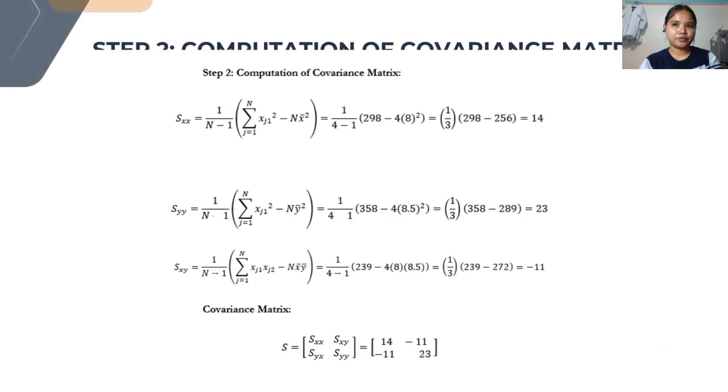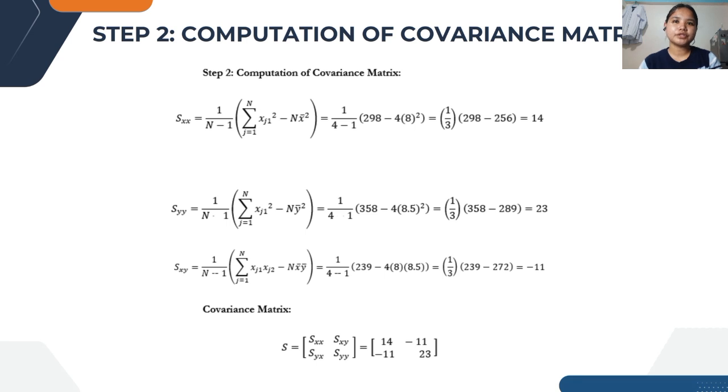Now moving on to step 2, the computation of the covariance matrix. The first one is we find the variance, so S sub xx is 14, and then the variance S sub yy is 23. Since our covariance matrix is symmetric, for S sub xy and S sub yx we have both negative 11. So this is now our covariance matrix.